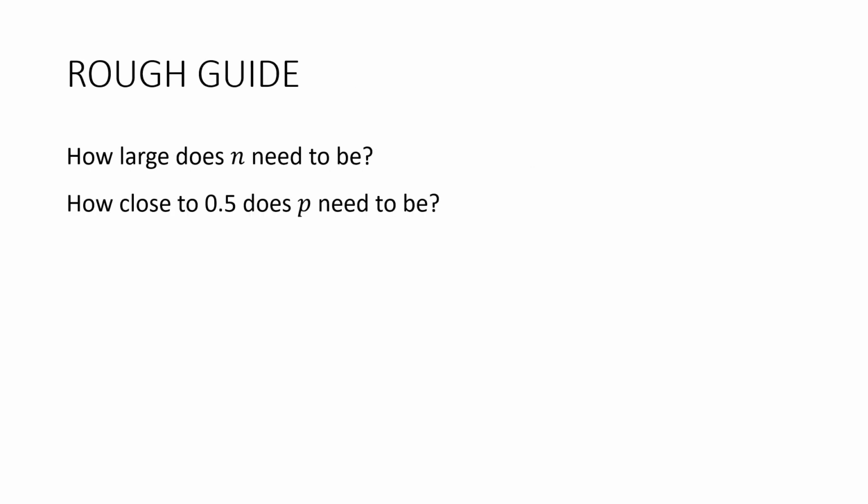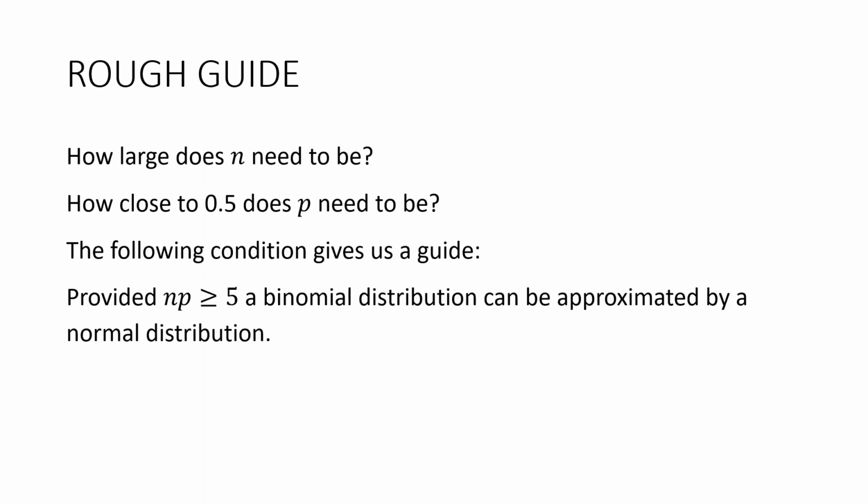So how large does n need to be, and how close to 0.5 does p need to be? As a rough guide, if n multiplied by p is greater than or equal to 5, we can approximate a binomial distribution with a normal distribution.